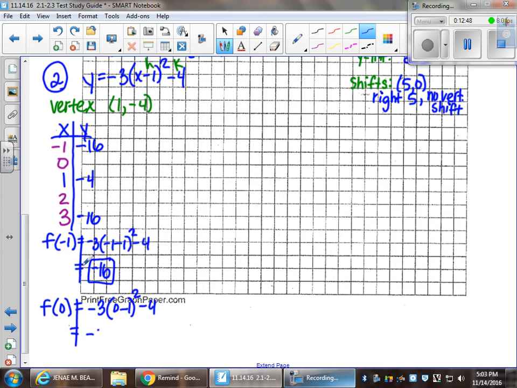When I did f of 0, I got negative 7. So this is negative 7, negative 7. And we're ready to graph.